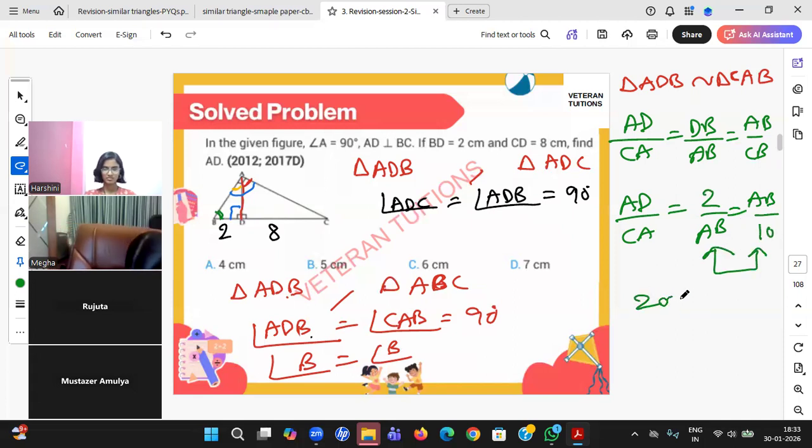2 into 10 is 20, equal to AB square. But what do I want? I want AD, student. AB square I got 20. This I got 2. What will be this? 20 minus 4, 16. Yes, absolutely right. You can do it this way. You'll get 4 centimeters in the answer.